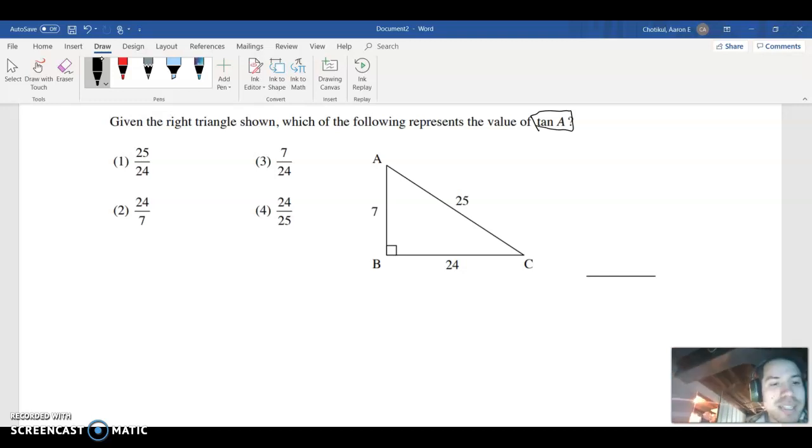So I'm going to write that down over here. Tangent of A. Sometimes I'll put in parentheses, sometimes they will not. Either way, that's okay. For those of you who don't remember, tangent is equal to opposite over adjacent.